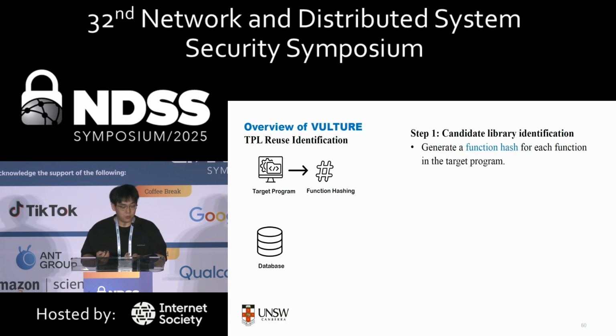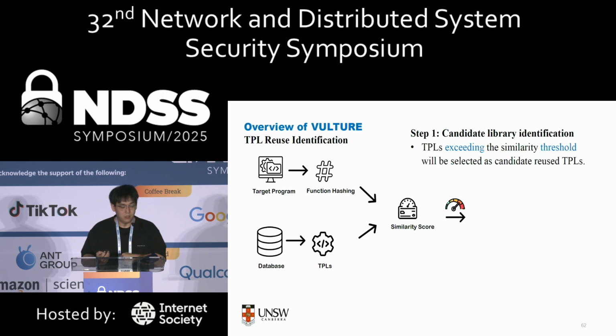So we have the target program, and we will generate a function hashing for each function in the target program, and then compare the similarity between each TPL in the database and the target program. TPLs exceeding the similarity threshold will be selected as candidate reuse TPLs, but there are tons of false positives inside the candidate reuse TPLs if we only use similarity comparison.